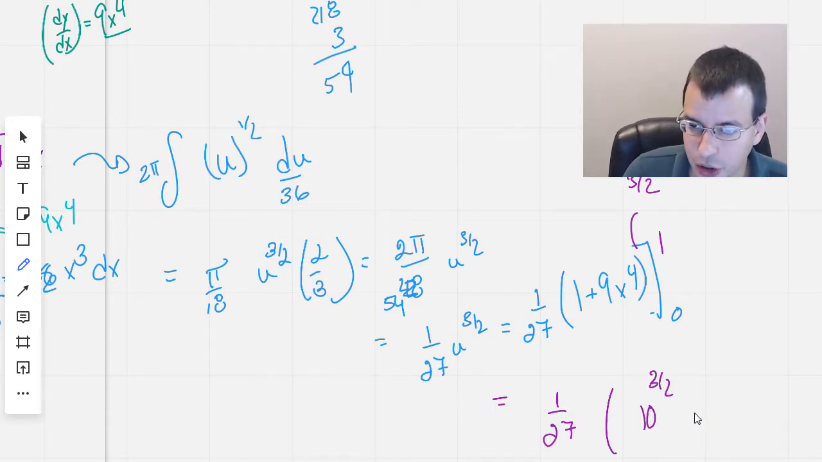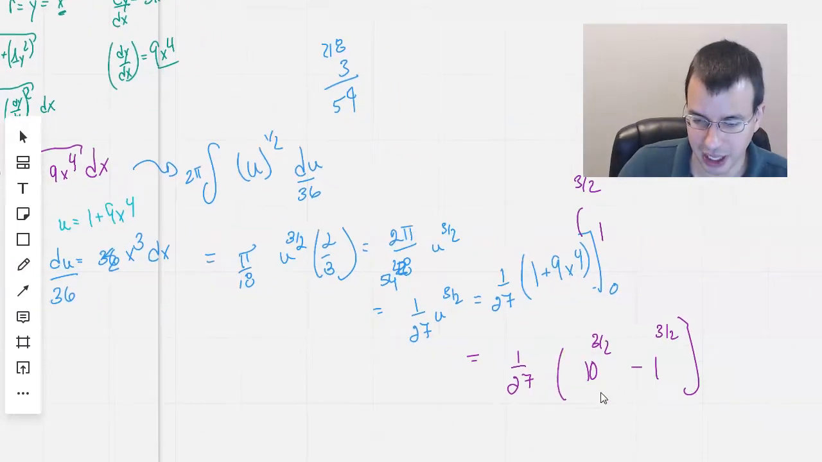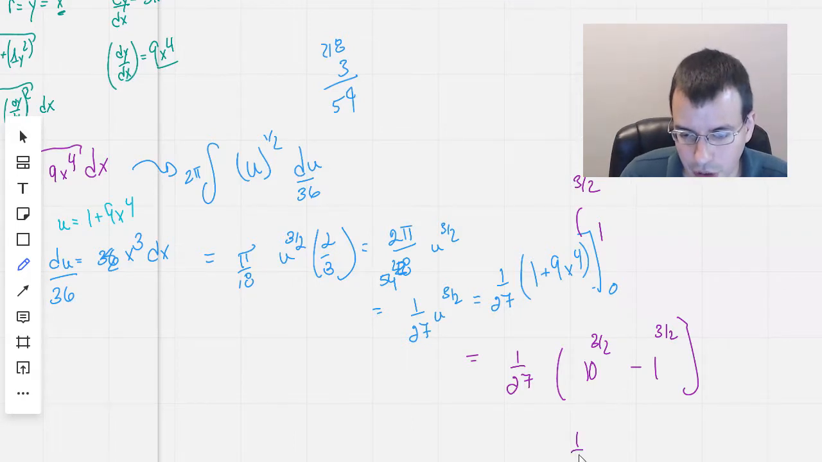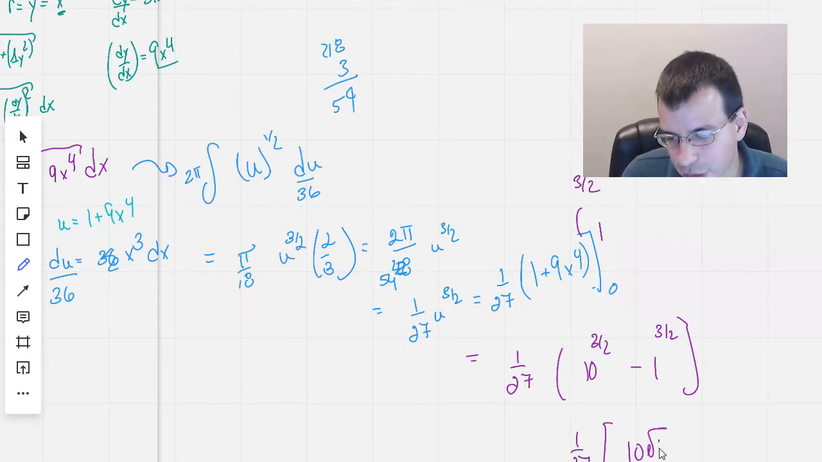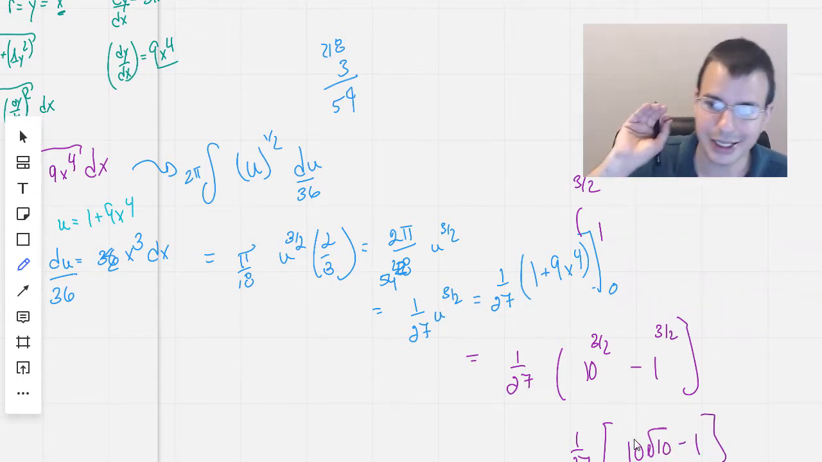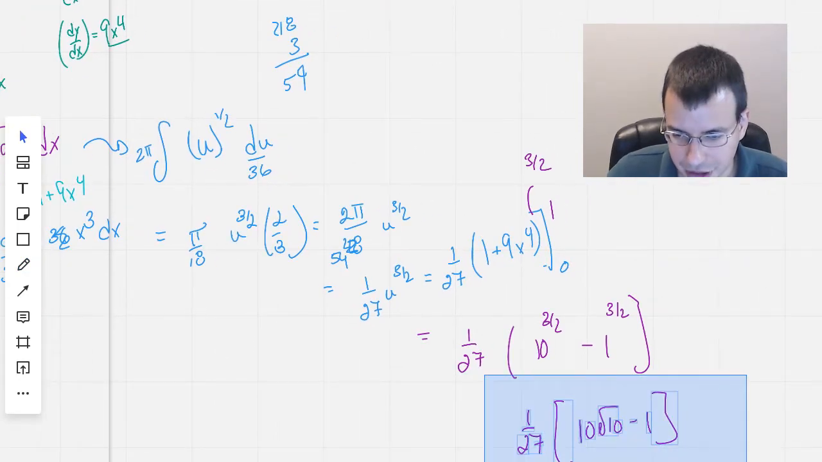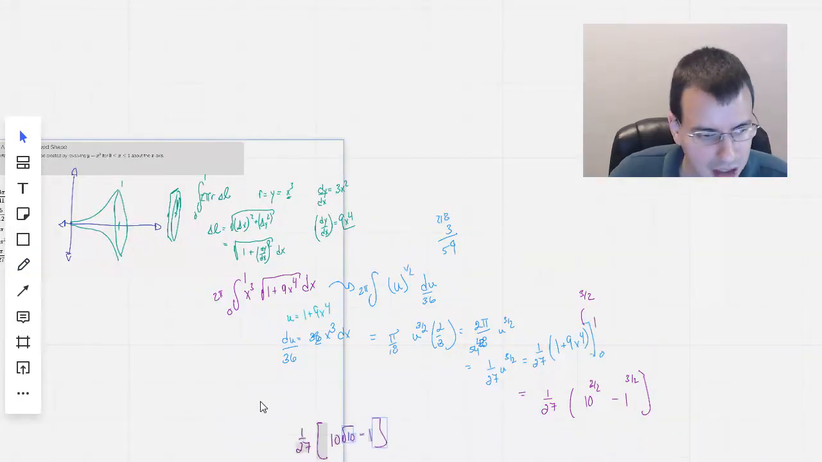And then we will minus from this, when we plug in 0, 1 to the 3/2. So we'll have 1 over 27 times 10 to the 3/2 minus 1 to the 3/2, which will be 1 over 27. I'll call this 10 square root of 10 minus 1, because 1 to any power will just stay as 1. You don't have to fiddle with that much. Okay, and so this is our answer.